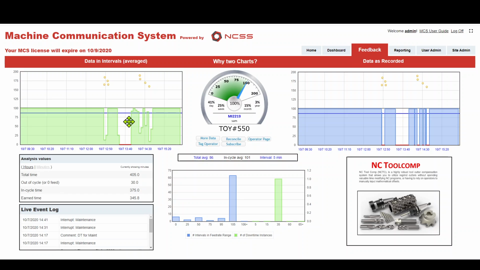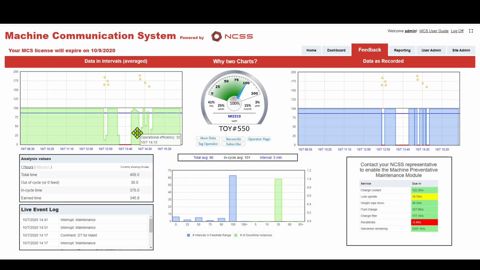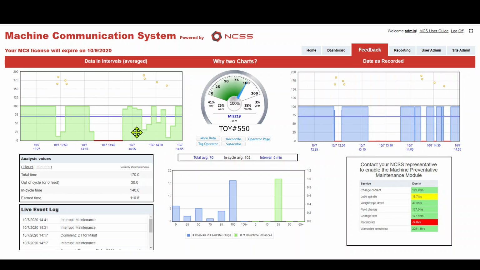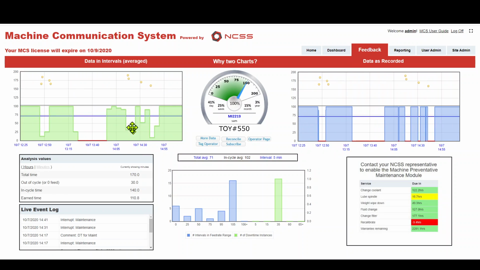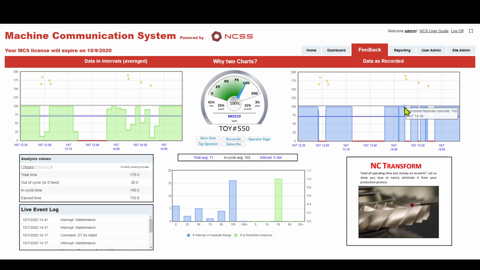So what we can do is say we're going to zoom up here a little bit tighter, and we can see right here, this is where our interval data is giving us that rolling average, whereas if we come over here, we can see the exact time to the minute that we went out of cycle and in cycle. So that's a good example of the raw data as recorded here versus the interval data.